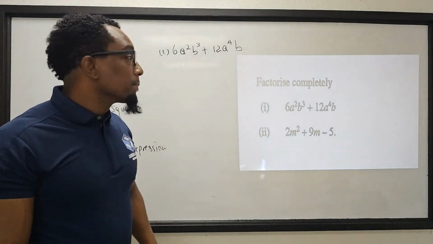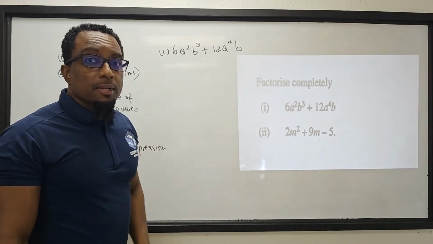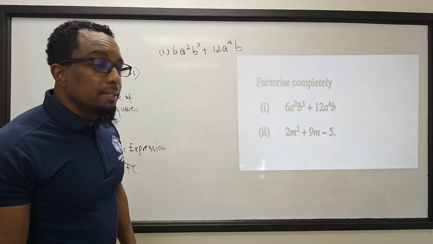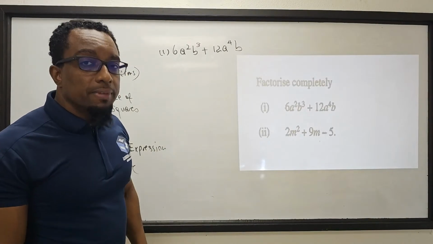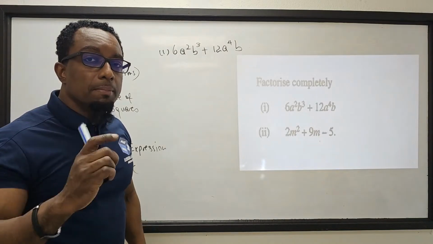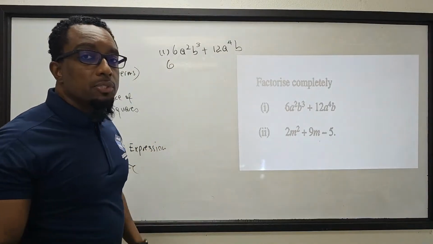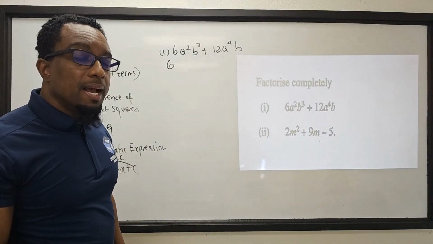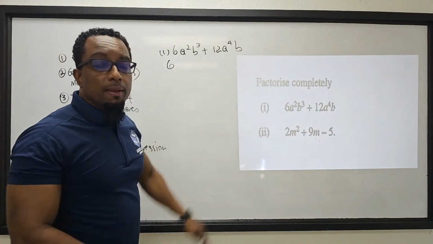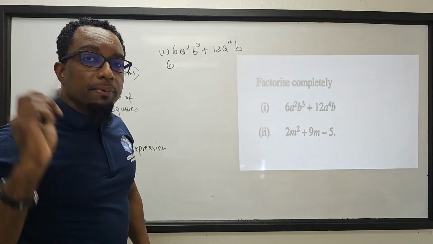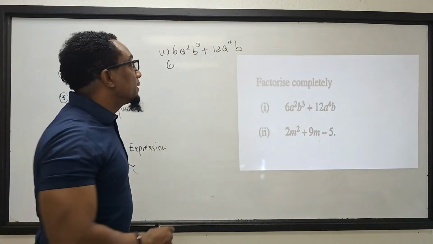So let's factorize it. What is the highest common factor of 6 and 12? It is 6, not 2, not 3. 2 can divide into 6 and 12, yes. 3 can divide into 6 and 12, yes. But you want the highest common factor, which is 6. So you take out 6 as part of the highest common factor. A is common to both, yes. But you are always going to take out the variable with the lower power, which is a squared.